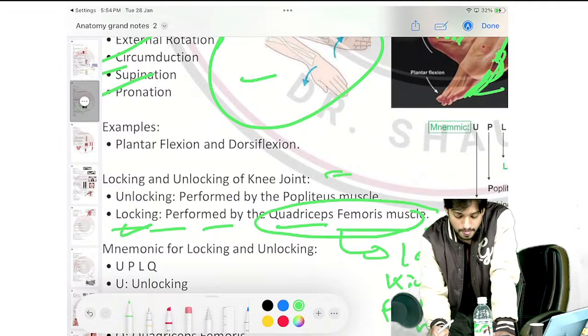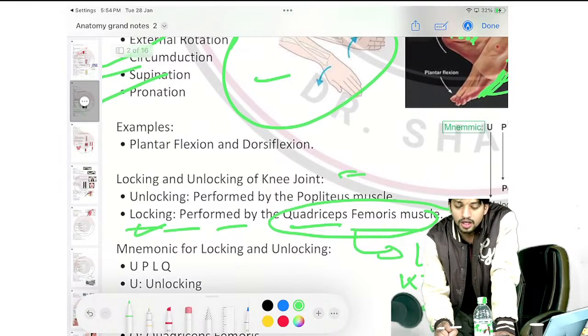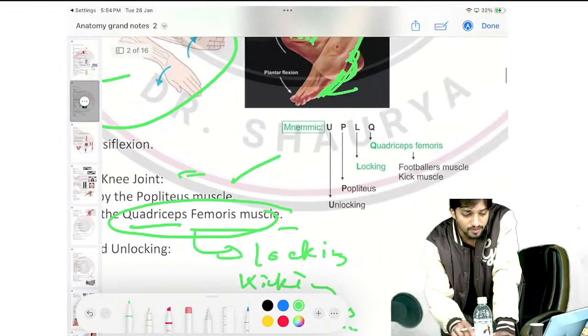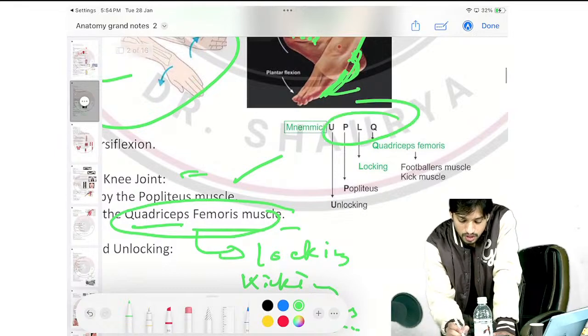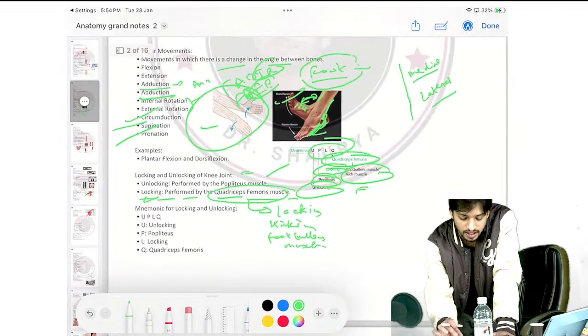Okay, guys, now just have a look with me. What are the unlocking muscles? The unlocking muscle and unlocking movement are generally performed by the popliteus muscle. We have a very famous mnemonic here, that is UPLQ. Unlocking is done by the popliteus and locking is done by the quadriceps femoris, the footballer's muscle and the kicking muscle.